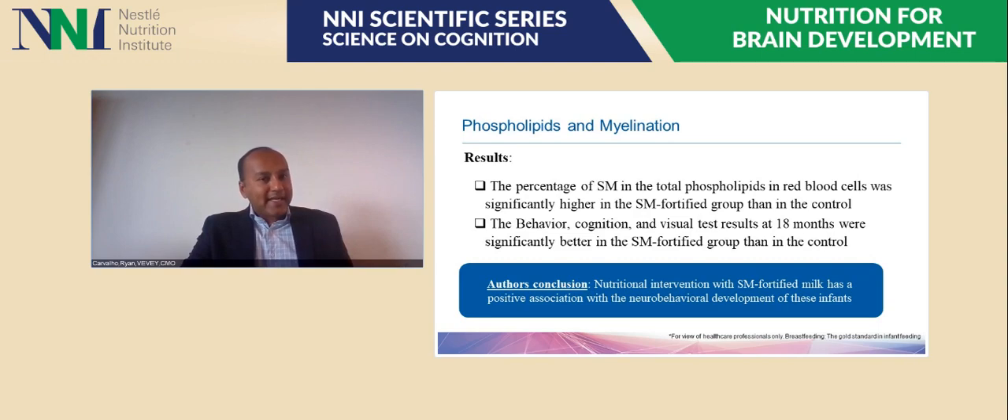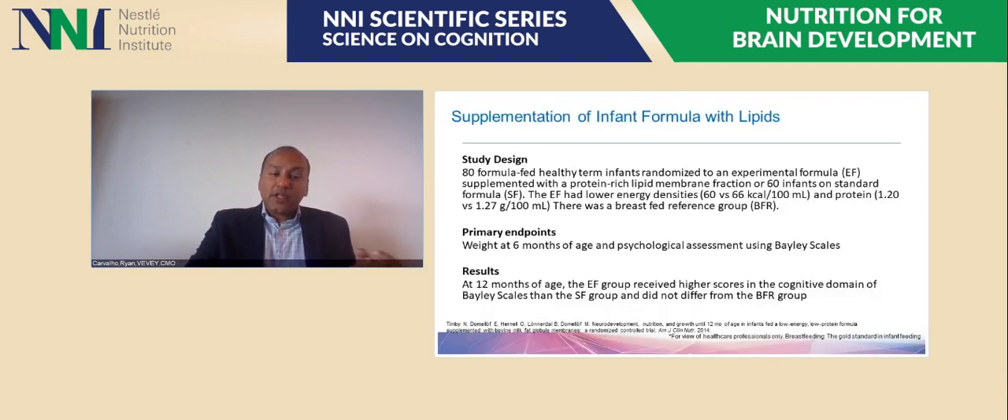So that was one study in preterm babies. Let's look at another study, which was a larger study that included about 160 children divided into 2 groups. There were 80 children who were formula fed with an experimental formula that contained a protein-rich lipid membrane fraction and a standard formula. What they found was at 6 months of age, which was their primary outcome of intervention.